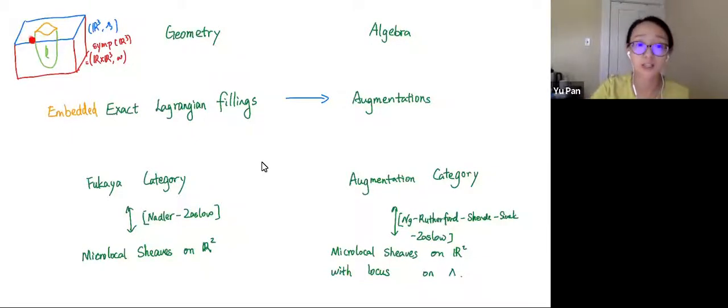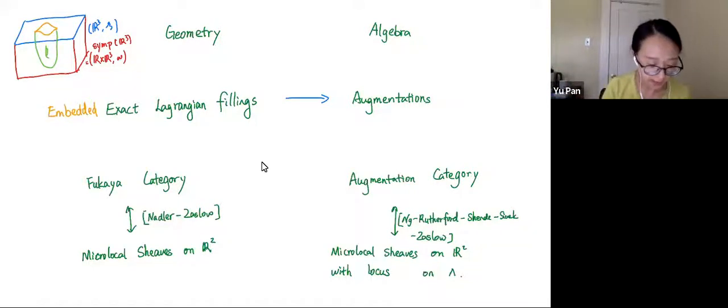Given a Lagrangian knot in the standard contact R3, there are two objects we can consider. The first one is a geometrical object called exact Lagrangian fillings. These are just surfaces in the symplectization of R3, which is a symplectic R4, and these surfaces are bound by the Lagrangian knot. These are called exact Lagrangian fillings. We consider the embedded ones. And the other one is an algebraic object called augmentation categories. These are invariants that come from the Chekhanov-Eliashberg DGA package.